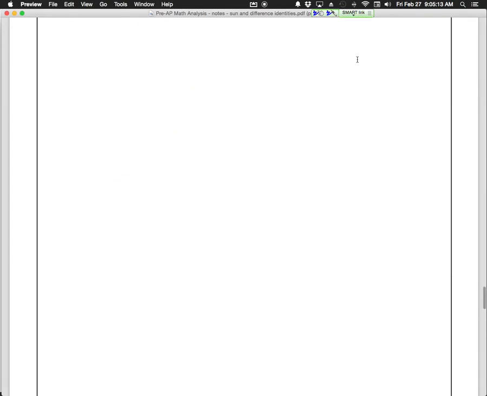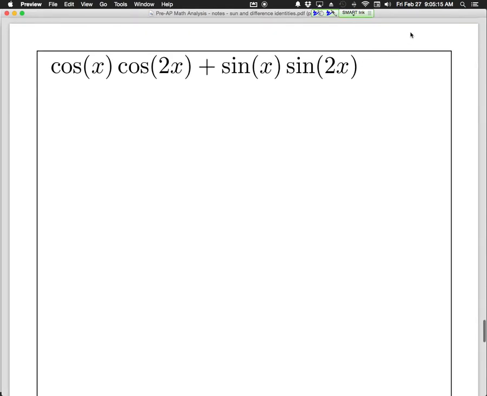Alright, last one. Cosine of x, cosine of 2x, plus sine of x, sine of 2x. So I want to simplify this. That is cosine of A minus B. So it is cosine of x minus 2x, which is cosine of negative x, which is cosine of x.